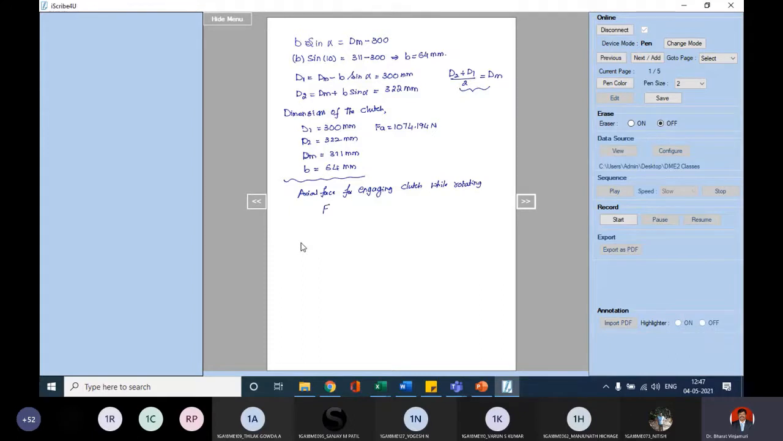So you have the formula FA dash is equal to Fn into sin alpha plus mu cos alpha. This is equation number 19.80. Now we will find Fn. Fn is equal to FA by sin alpha. So you have FA 1074.194 divided by sin 10. How much is the answer? 6186.01 newtons. Yes.